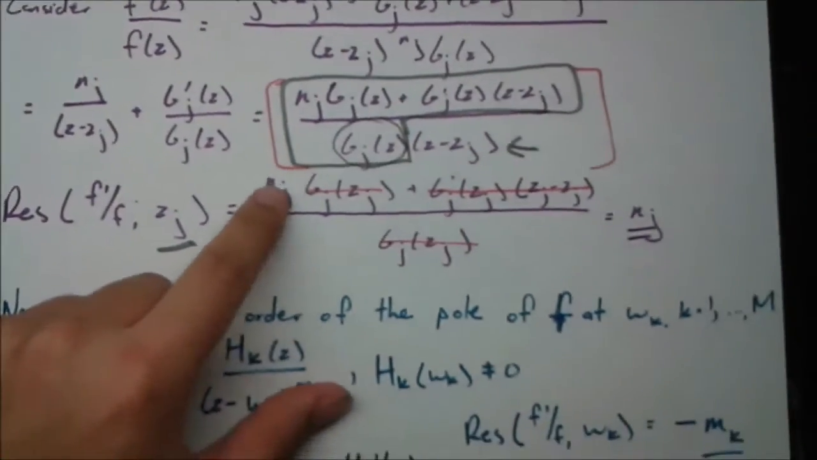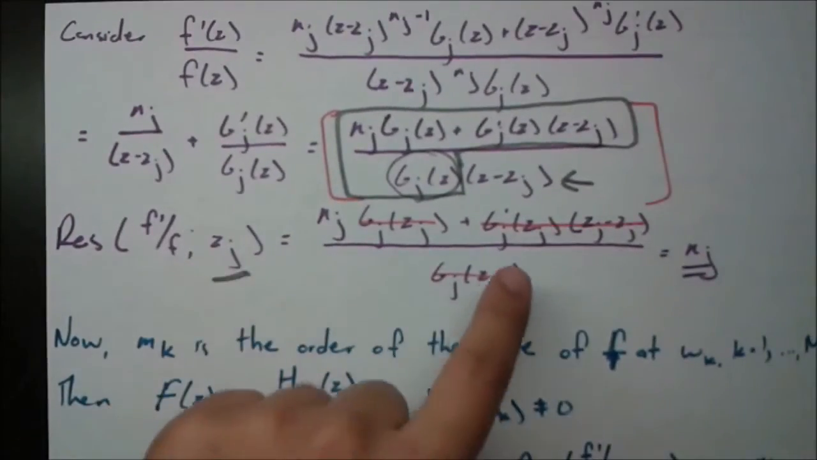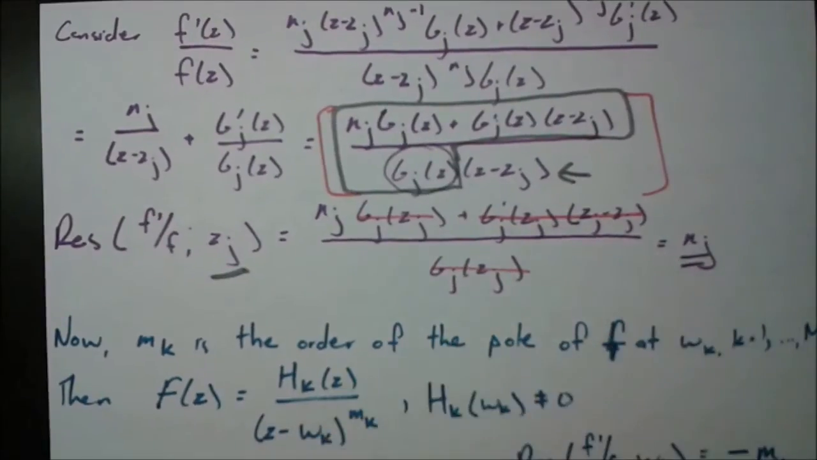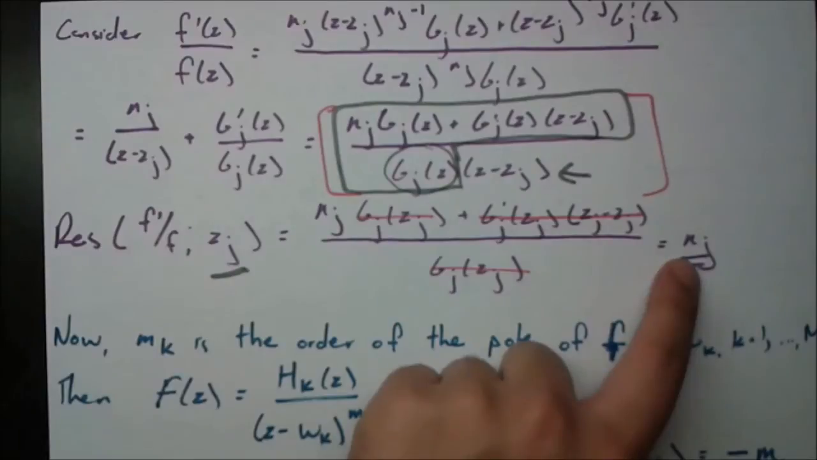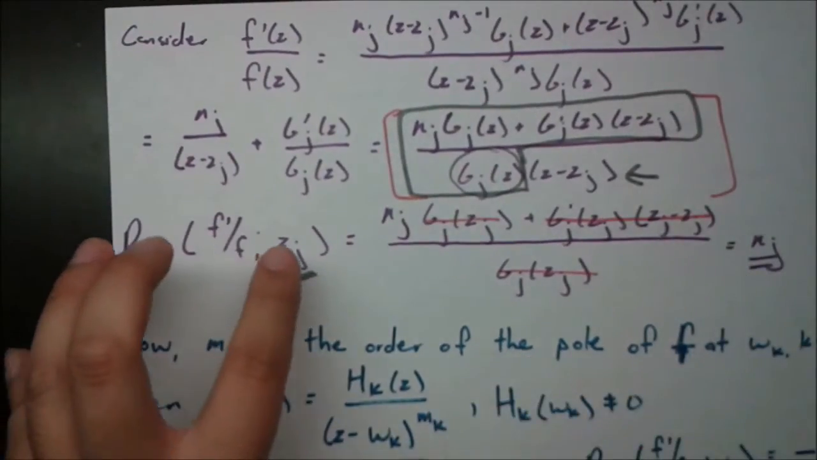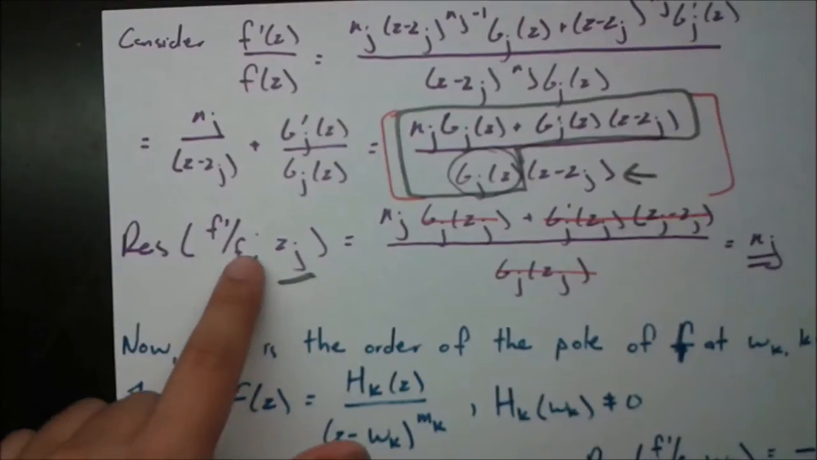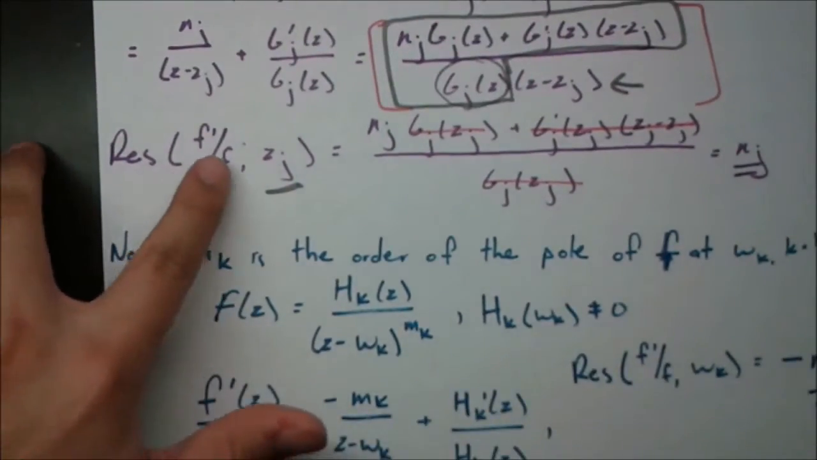We'll be able to plug everything in, and when we cancel out like terms, we get n sub j. So that's great. We know that the residue of f prime over f at z sub j is equal to n sub j. And what is n sub j? N sub j is the order of the 0 at z sub j of the function f.